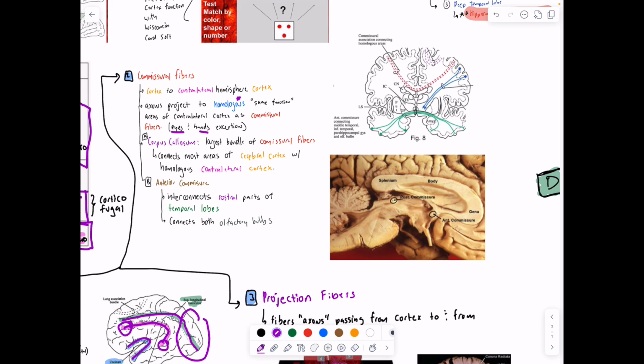The two big commissural fibers, we have the corpus callosum, which you can see here. And so we have body, splenium, genu, and then we have the anterior commissure, which interconnects the rostral parts of all temporal lobes and connects both olfactory bulbs. Remember, rostral means nostril, so towards the front of the face, towards the face of the temporal lobes, anterior commissure.